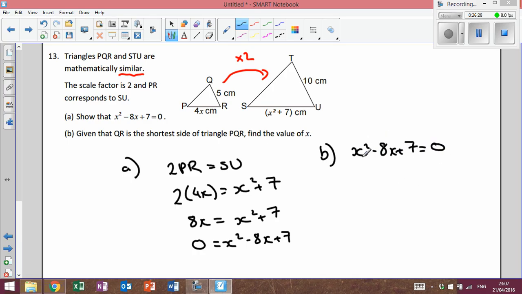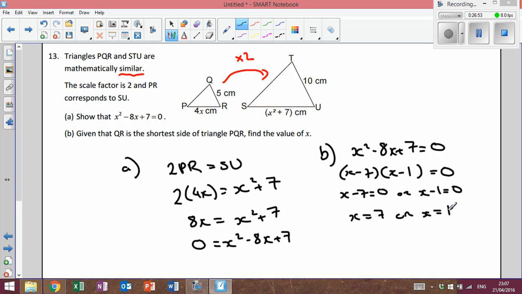Now that's a quadratic equation. And if we can solve a quadratic equation by factorising, brilliant. So we've got x and x multiplying to a positive, so both the signs are the same. There's a negative there, so they must both be negative. And well, 7 ones are 7, no other options, and that gives us the 8. So x minus 7 equals 0, or x minus 1 equals 0. So x equals 7, or x equals 1.